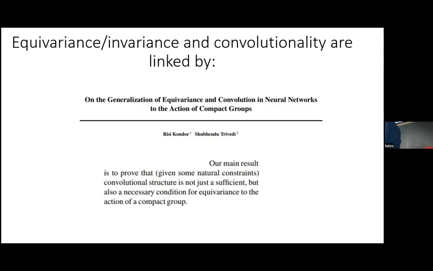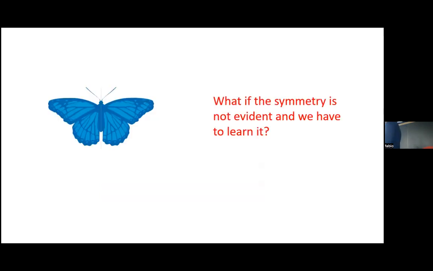Our main result is to prove that convolutional structure is not only sufficient, but also a necessary condition for equivariance with respect to a compact group. So you have a physical system that has some symmetries, and you want to target the right space in order to do approximation with few computations. How do you do it? You have to build up a neural network which is convolutional with respect to the group of the symmetry. Okay, this might be simple, this might be not simple, and so on and so forth. But this is the result.